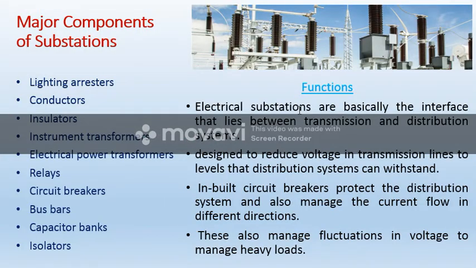Major components of a substation: lightning arresters, conductors, insulators, instrument transformers, electrical power transformers, relays, circuit breakers, bus bars, capacitor banks, isolators. Functions to be explained here: electrical substations are the interface that lies between transmission and distribution systems, designed to reduce voltage in transmission lines to a level that distribution systems can withstand.